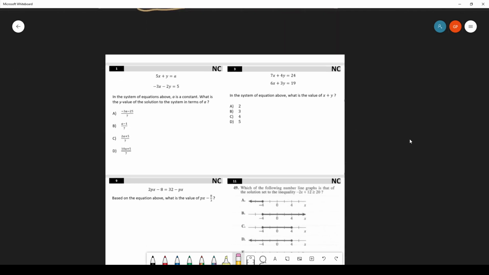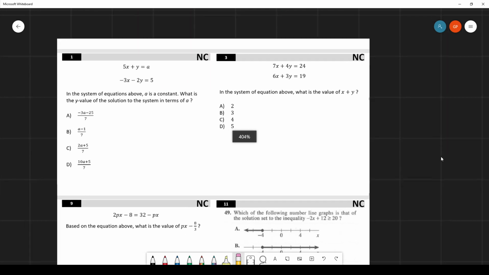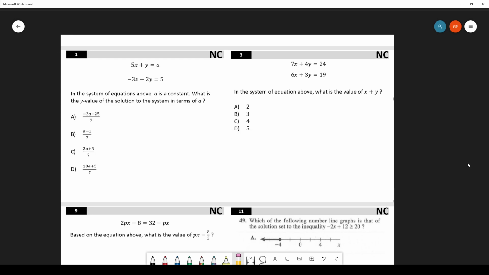So the next problem reads, in the system of equations above, a is a constant. What is the y value of the solution to the systems in terms of a? Now, I would say that this problem is one of the harder problems, simply because it's phrased in a weird way that if you haven't seen it before, you won't know what to do. Essentially, what we need to do in this problem is to get rid of the x's, because they want us to solve for y, assuming that a is a constant.